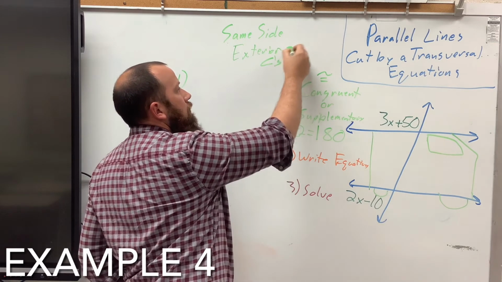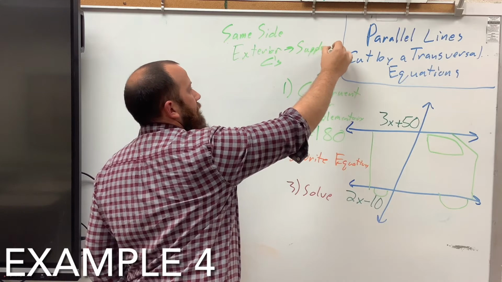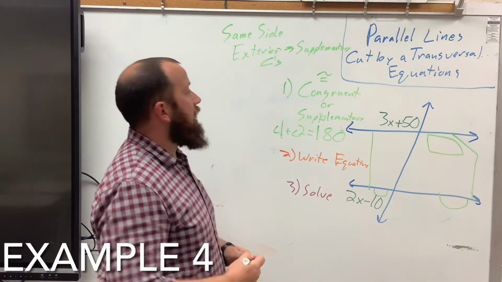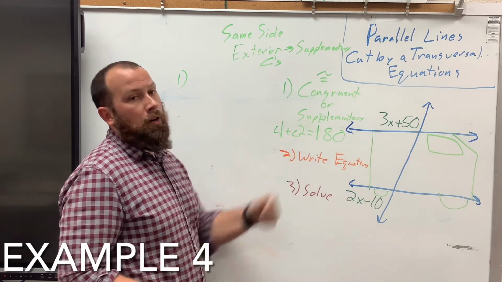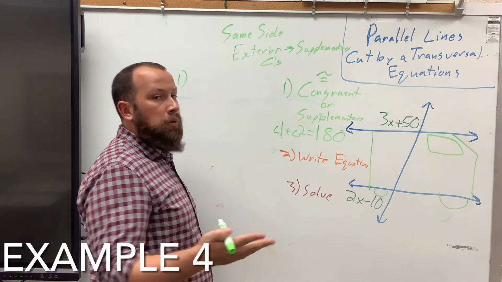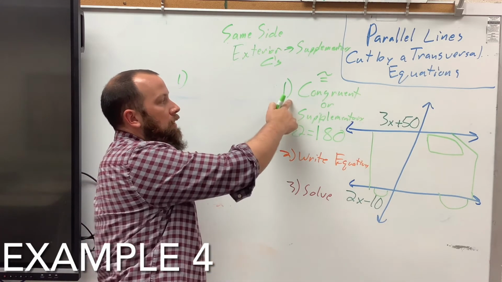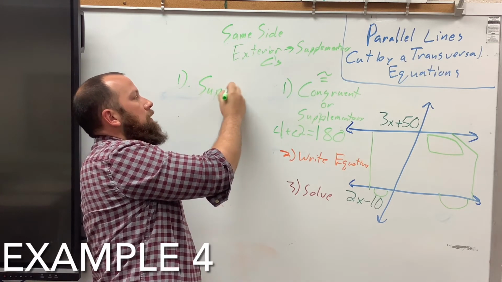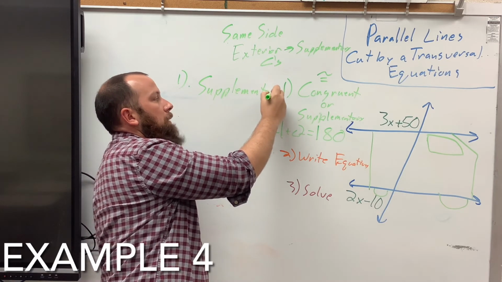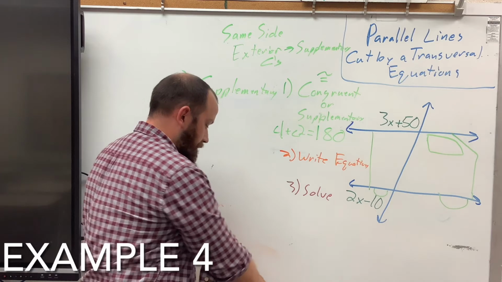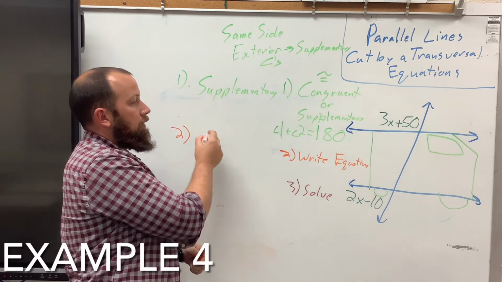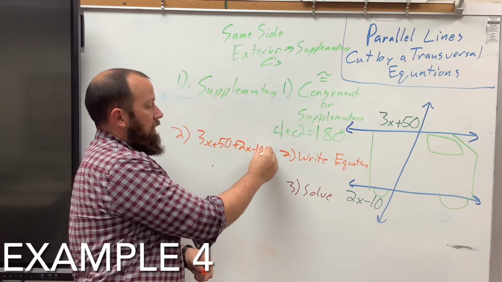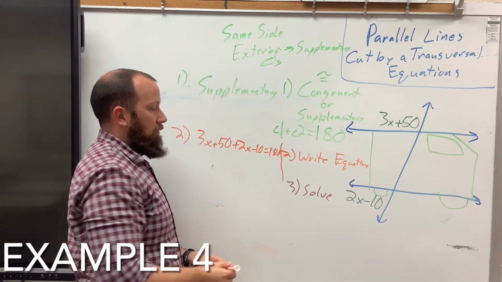And that means they are supplementary. All right, so what supplementary means is that they will add up to 180. So instead of setting them equal to each other because they're congruent, these are supplementary, so I have to add them together. Oops, let me write that down when I make my equation. So 3x plus 50 plus 2x minus 10 equals 180.